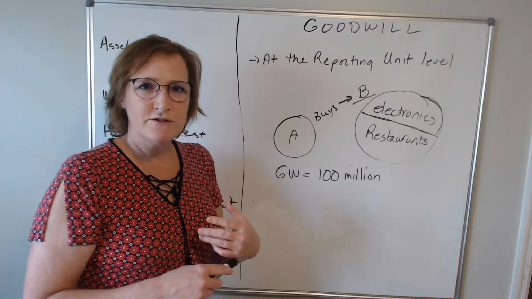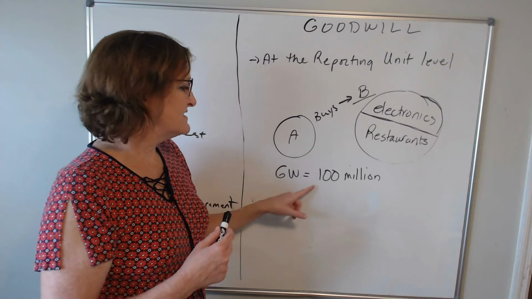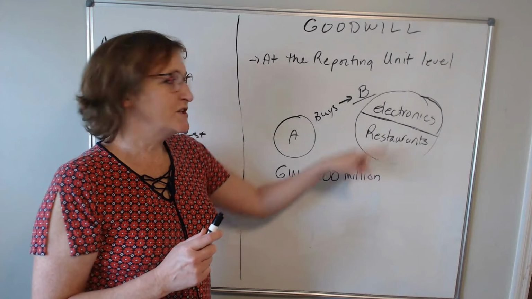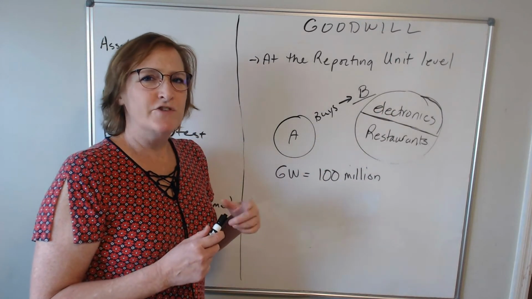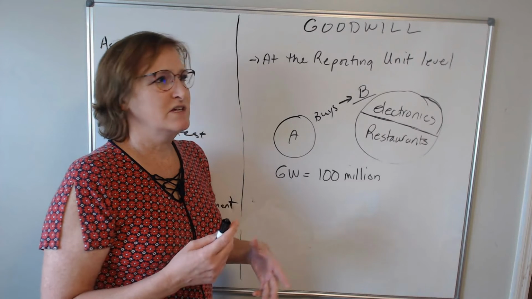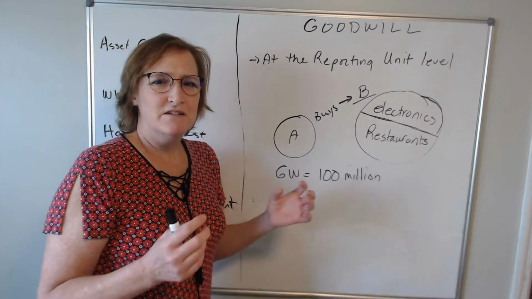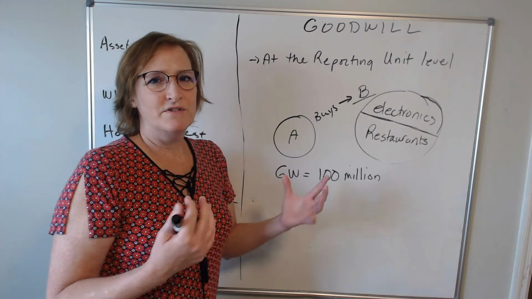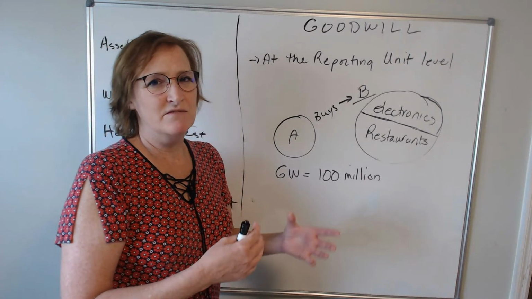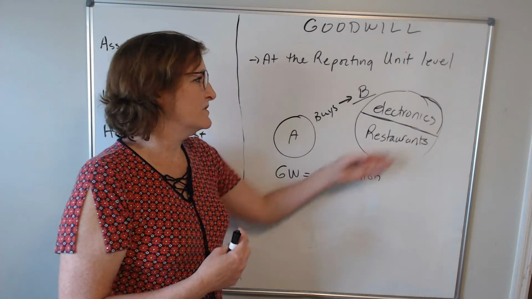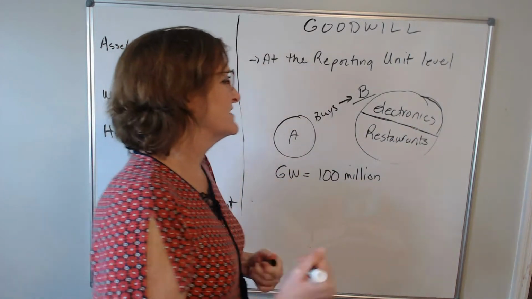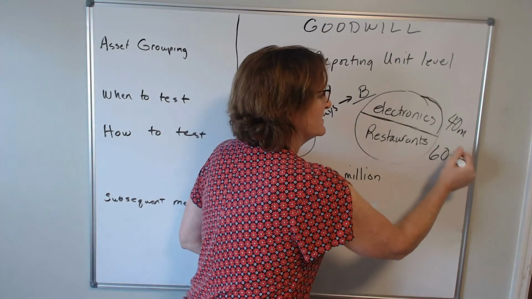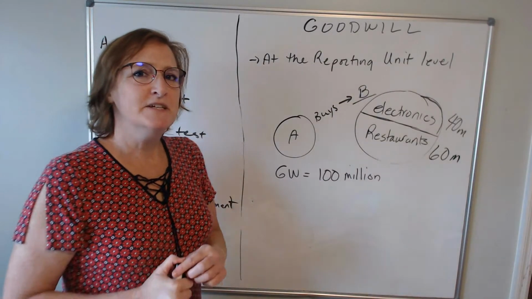What we're required to do by GAAP is to designate that goodwill at the time of purchase to the fair share of each of the units, right? So based on the appraisals and the calculations and the forecasts and the underlying value of each of these segments, then we have some way of allocating that and being able to assign that $100 million to each of the parts. So I'm going to say that the electronics gets $40 million and that the restaurants get $60 million. Okay, so that's what it means.